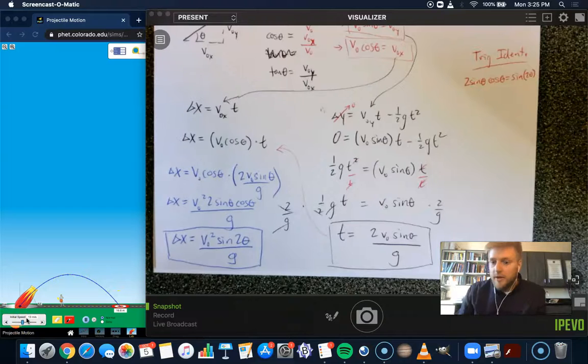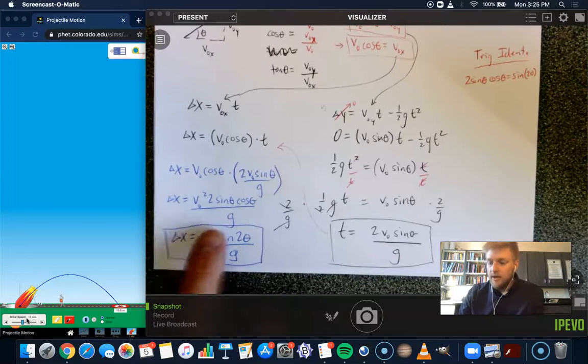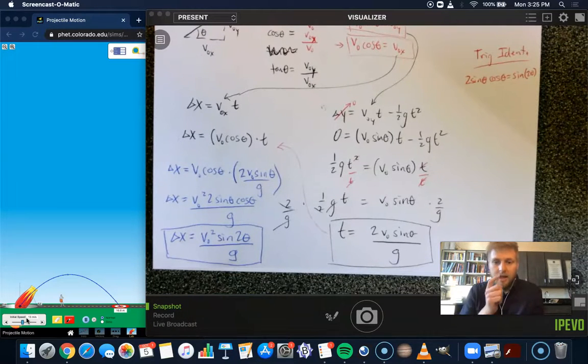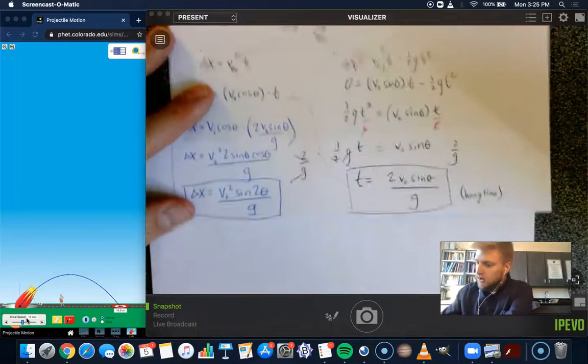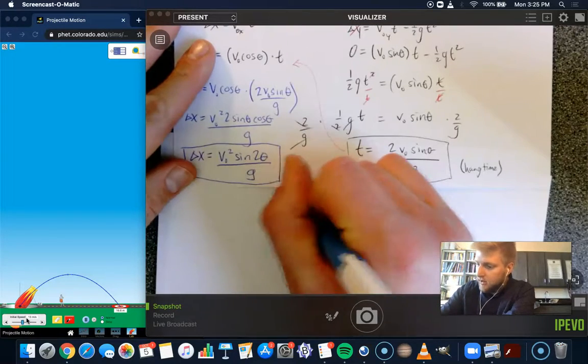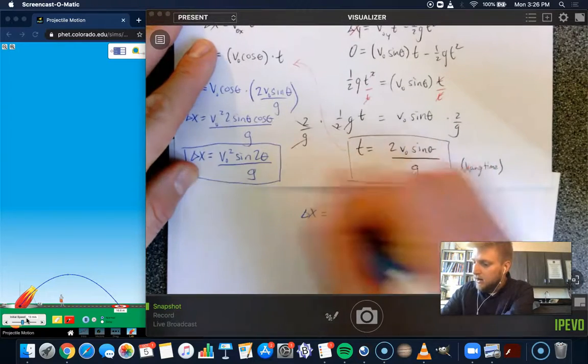So the first thing we want to do is let's take this for a spin. Let's actually just come up with 2 numbers to plug in for v naught and theta. And let's make a prediction on paper, and then let's check it out in the simulation. So I'm going to just move on to a new page. So I'll recopy it here. So the x displacement, v naught squared sine 2 theta all over g.